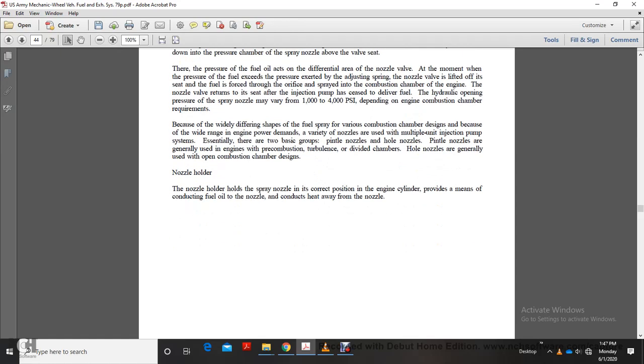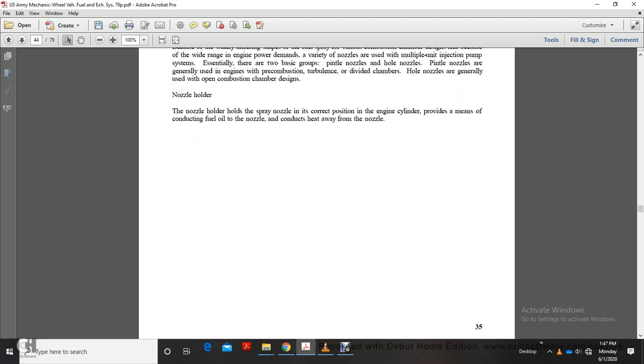The nozzle holder holds the spray nozzle in the correct position. The engine cylinder head provides a means of conducting heat away from the nozzle. The nozzle conducts heat away from the nozzle tip.